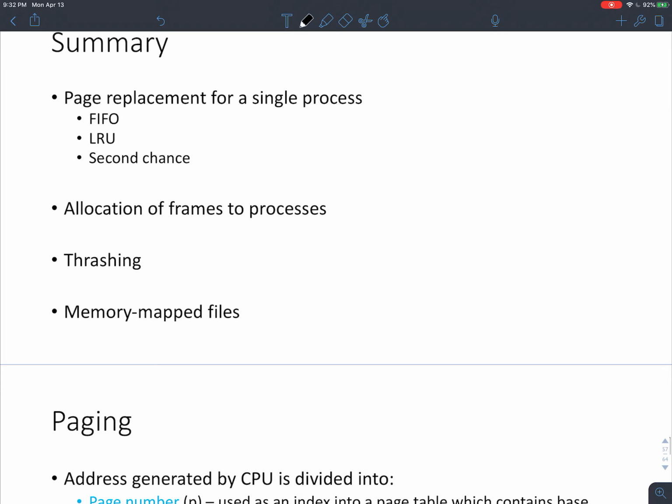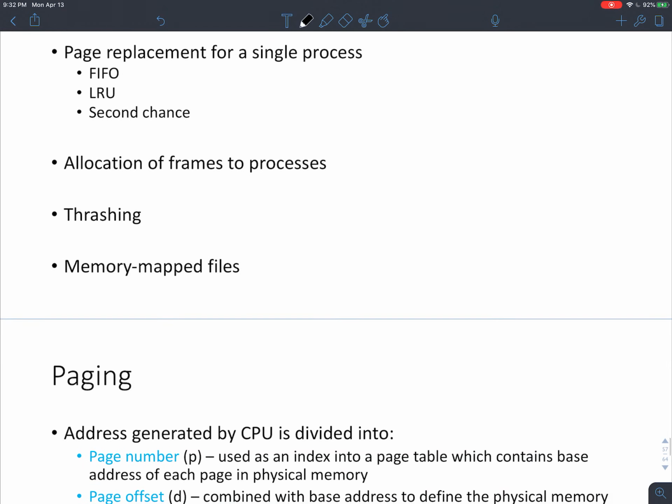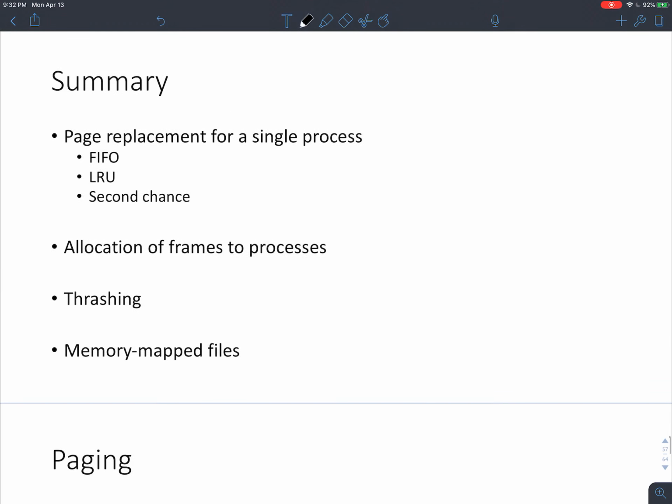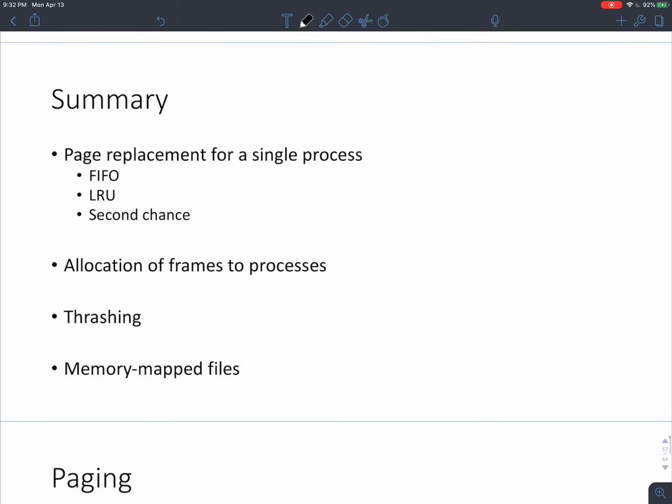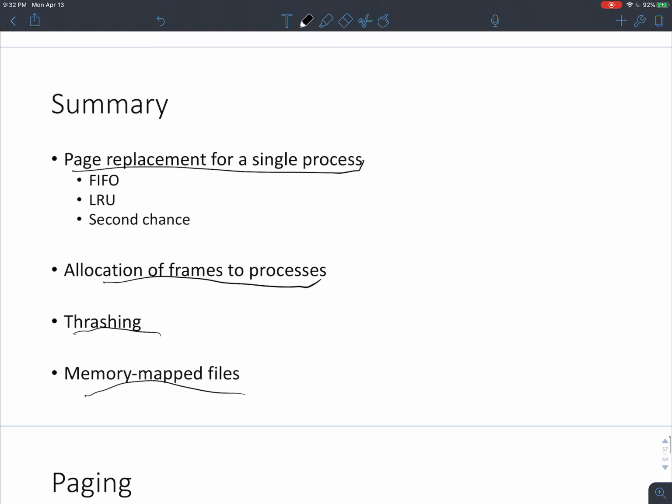Okay, so in summary, this is the content that we have gone through so far, which includes page replacement algorithms, allocation of frames to processes, thrashing, and memory mapped files. So let's take a break and come back later.